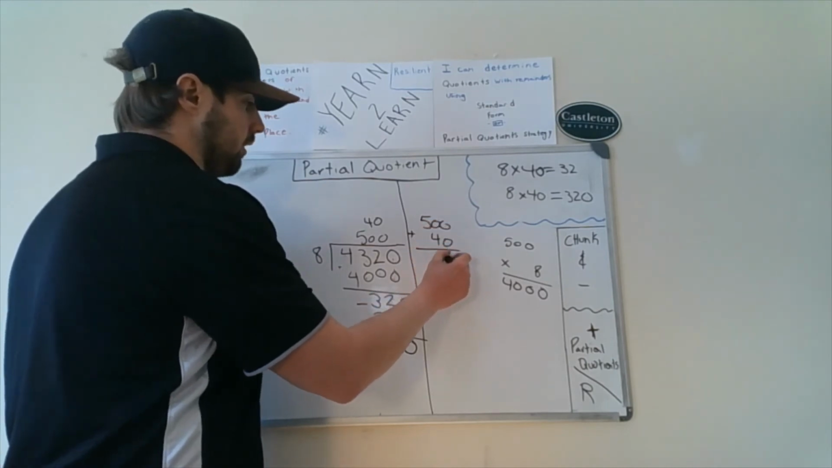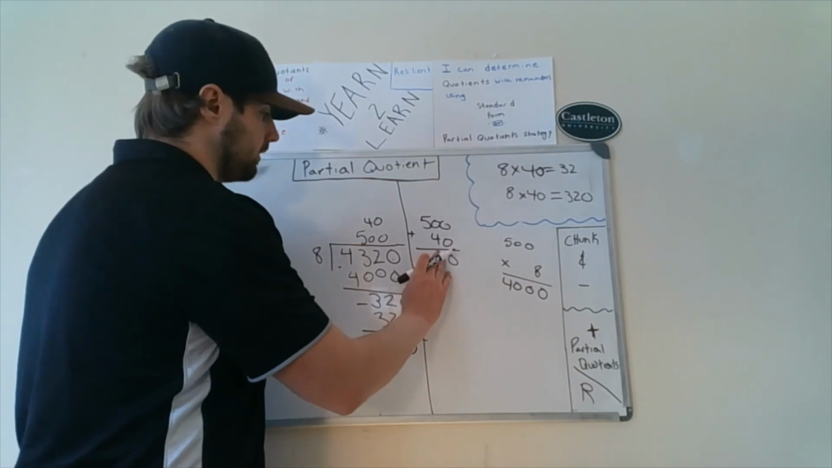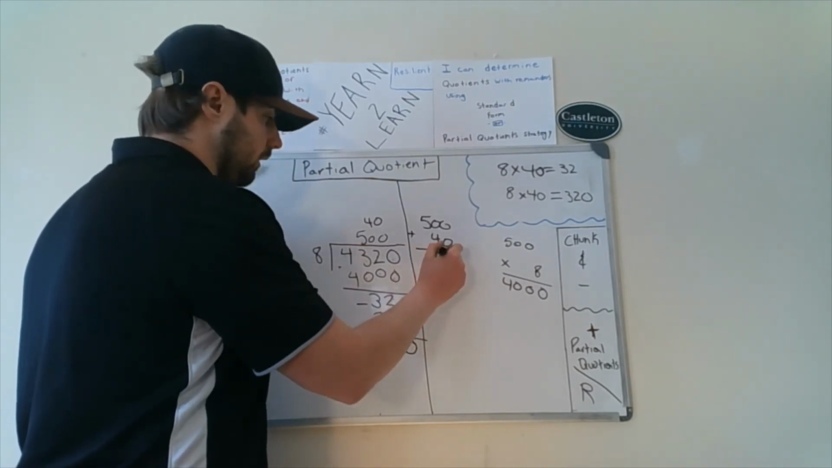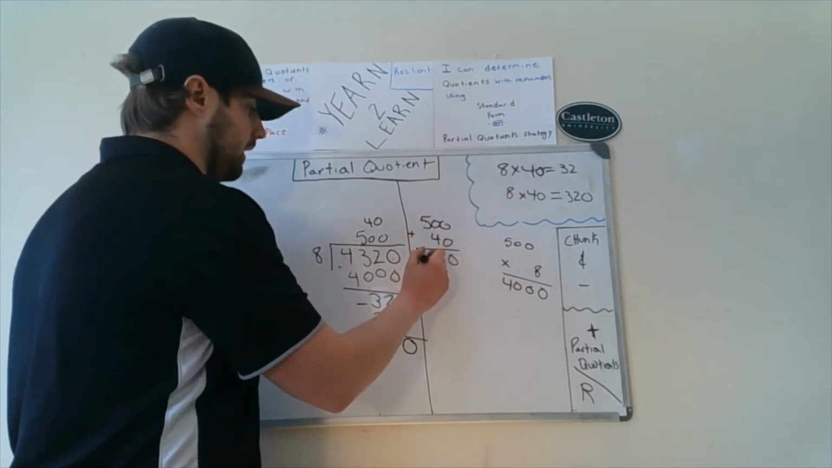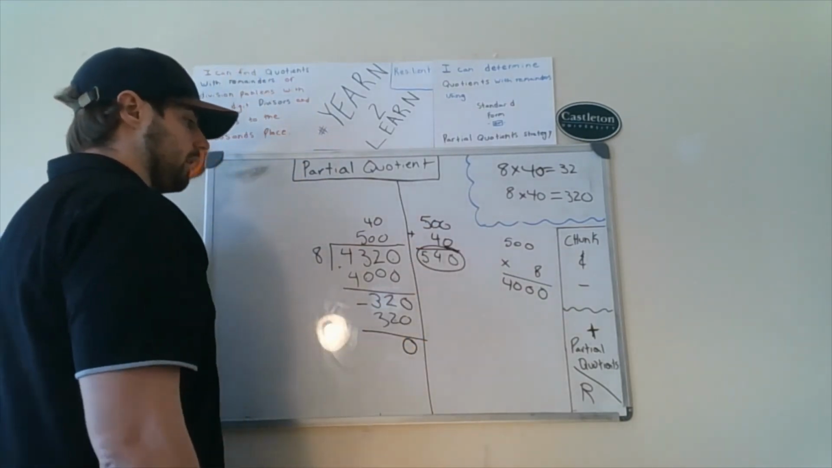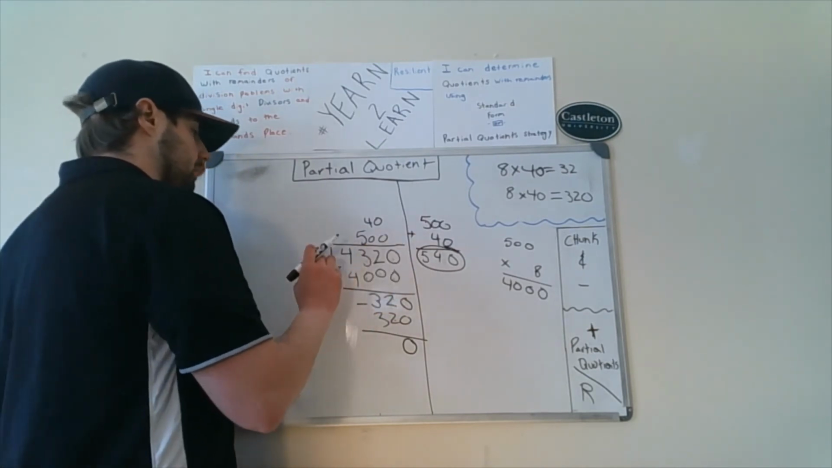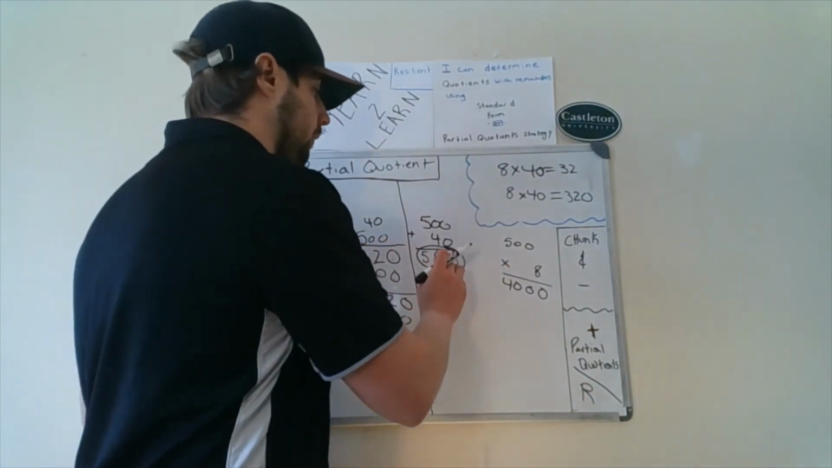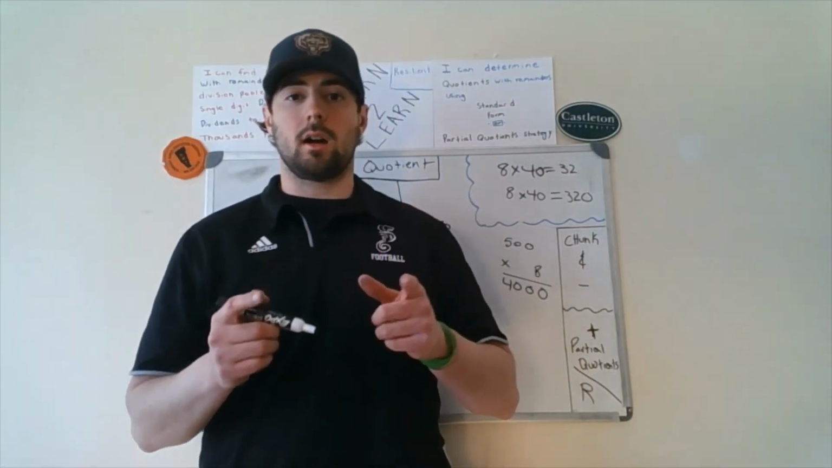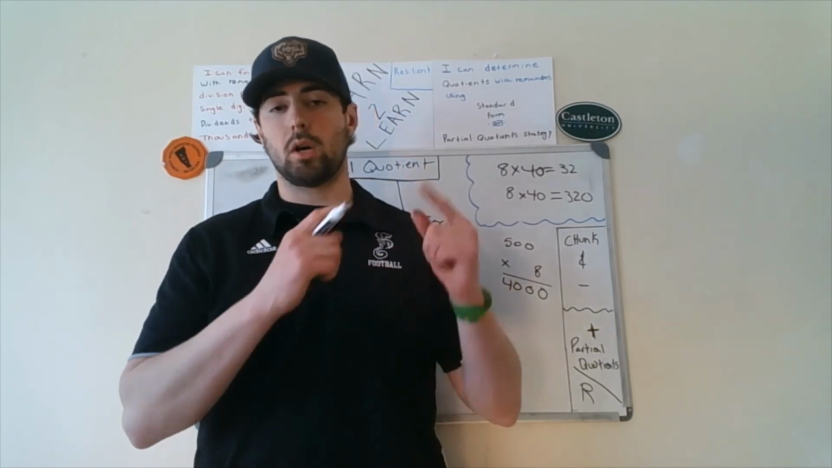0 plus 0 is 0. 4 plus 0 is 4. 5 plus nothing is going to give me 5. 540 is our final quotient. 4,320 divided by 8 is 540. Working smarter with the numbers, getting better with chunking. Partial quotient we do.